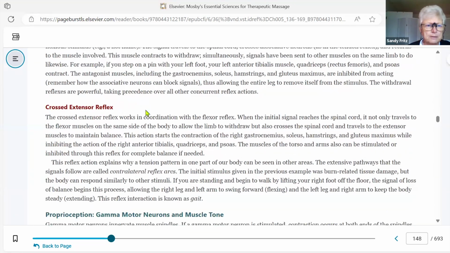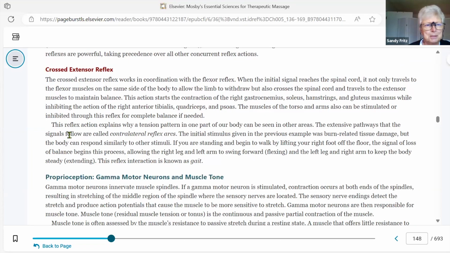The cross extensor reflex is fun. If I think I'm going to fall, then my whole body is going to signal that. So I've got kind of a funky knee. And if that knee starts to signal, that'll be more local. I'll do stuff right around that knee reflexively, but I'll also have stuff that happens on the other side of the body to help me maintain balance so that I don't fall.